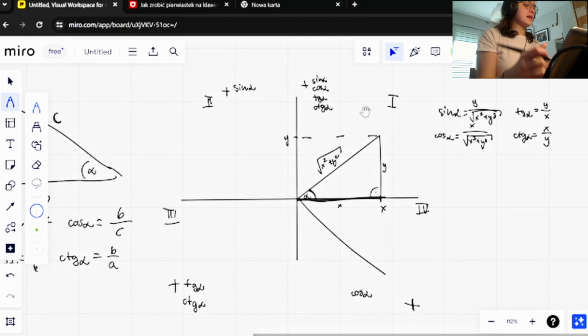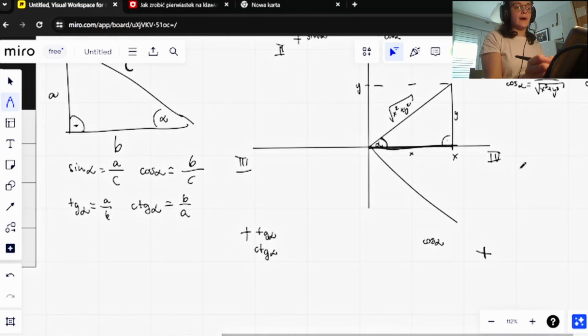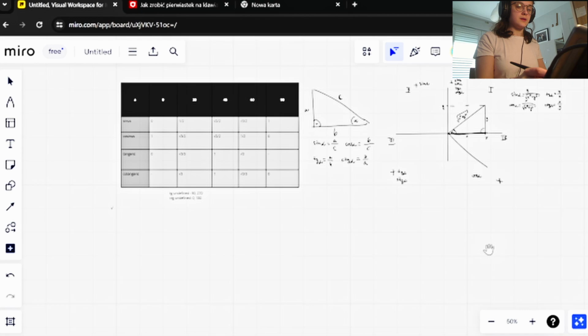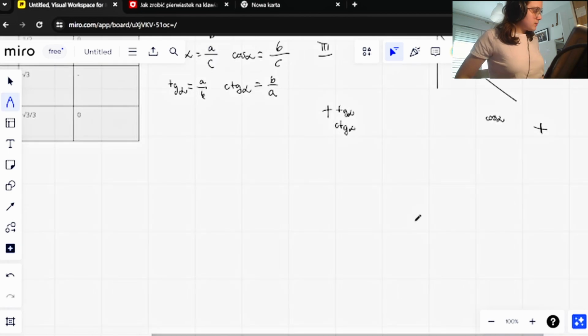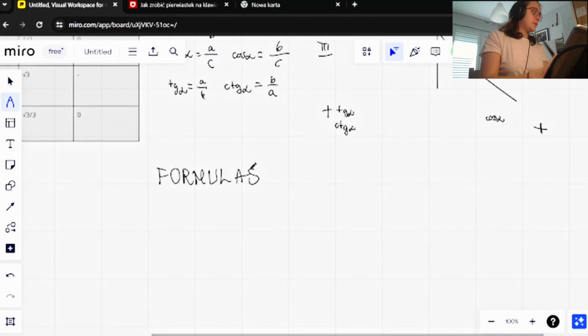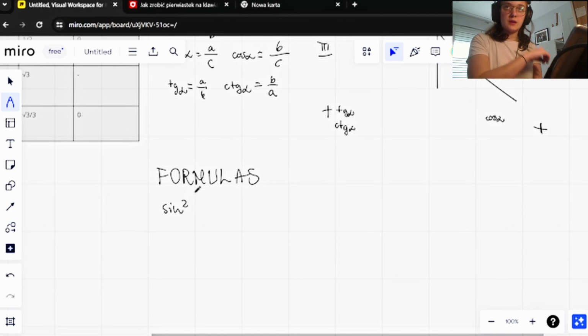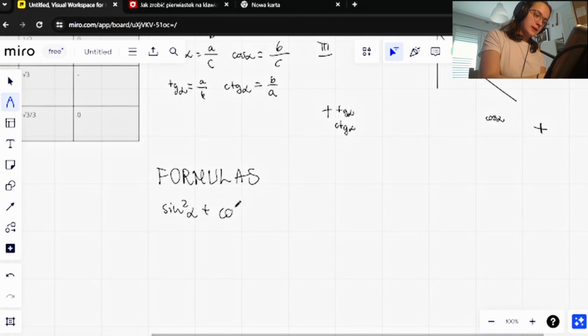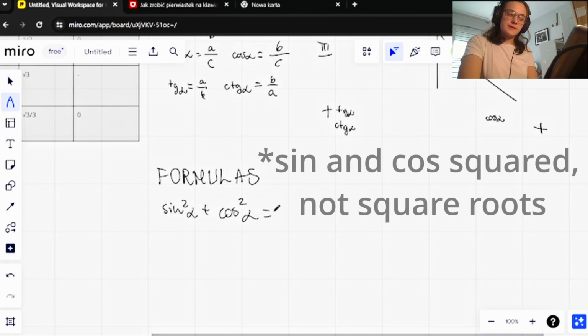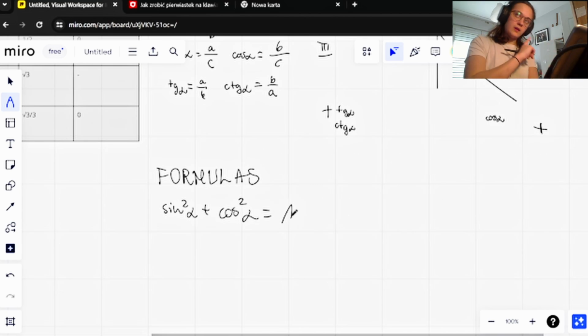Okay, let's right now go to the needed formulas. So the formulas we need. Okay, we have trigonometry 1, which is that the sum of squares of sinus and cosinus equals 1 always. There's nothing I can explain, so that's it.